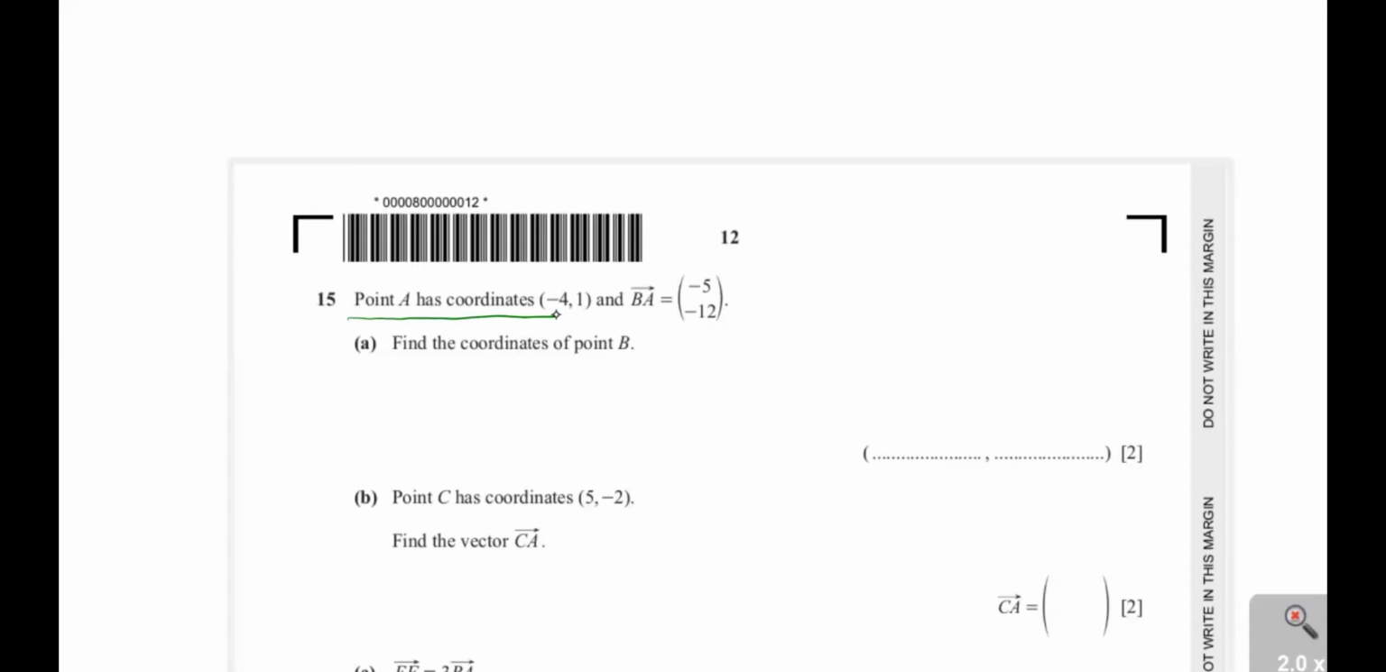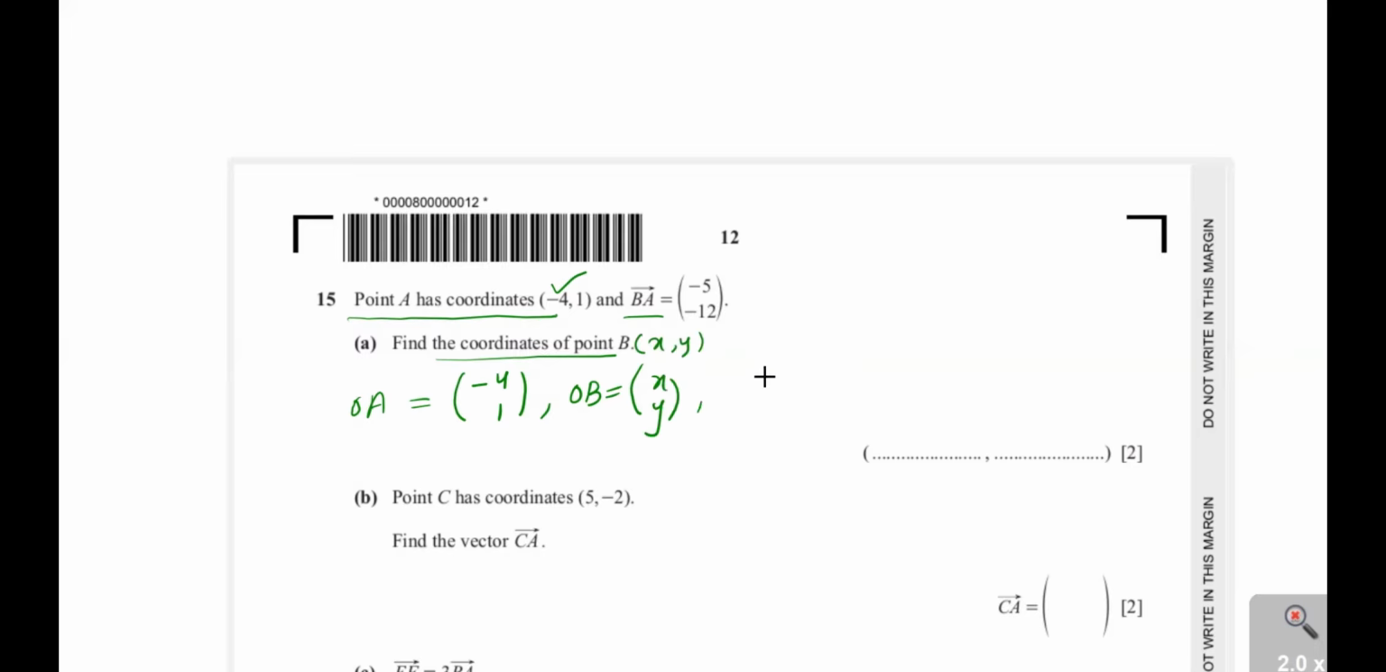Question 15. Point A has coordinates minus 4, 1, BA is minus 5, 12. Find the coordinates of B. Firstly, we write the point A coordinates in vector column form. This will be minus 4, 1. We write this in vector form. This will be equal to OA. And we have to calculate OB, and let us suppose that the coordinates of B are x, y, then in vector form OB will be equal to x, y.